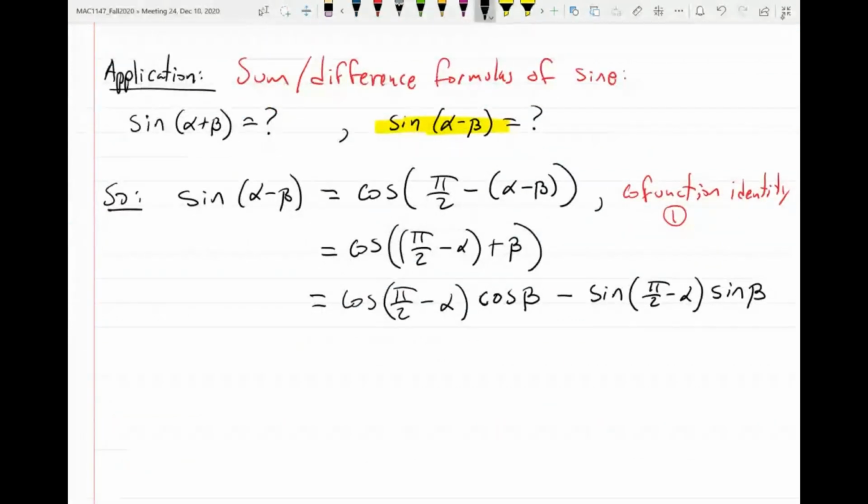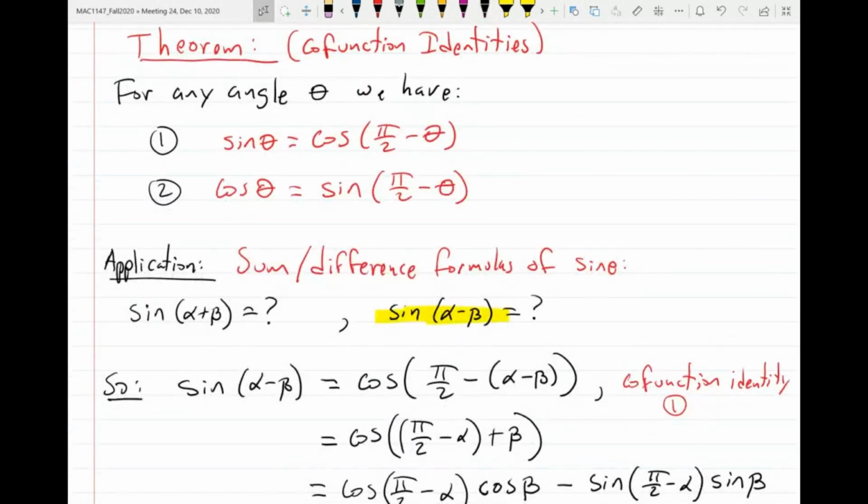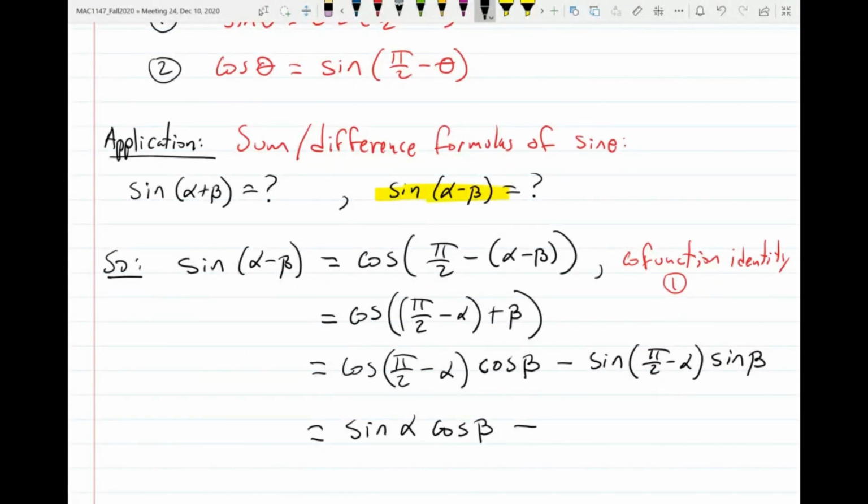All right, so now let's use the cofunction identity again. What do we know about cosine of pi over 2 minus alpha? So using identity number 1, cosine of pi over 2 minus an angle, that's just sine of the angle, right? So this becomes sine of alpha, and then times cosine of beta, minus, using the cofunction identity, what's sine of pi over 2 minus an angle? That's going to be cosine of the angle. So that would be cosine of alpha, and then times sine of beta.